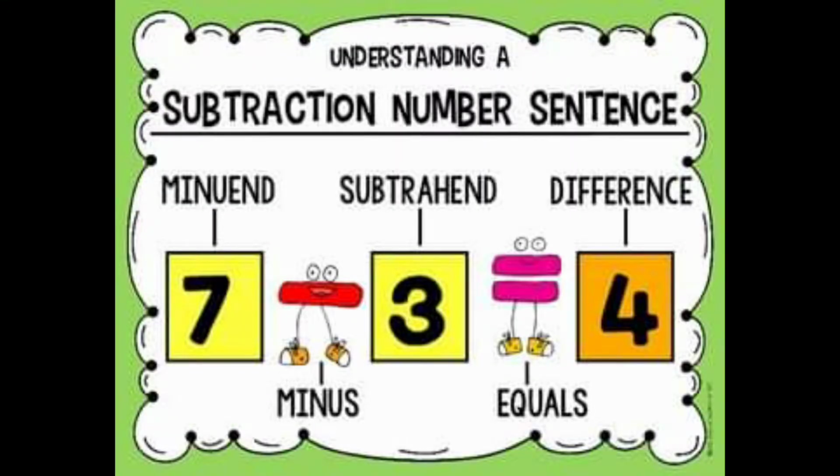Before we start, let us first review the subtraction number sentence. Say for example, we have 7 minus 3 is equal to 4. 7, the first number, is considered our minuend, where our second number will be subtracted from. The minus sign and then the subtrahend, which is the second number. And then followed by the equal sign, and the answer would always be called the difference. So, always be reminded of the minuend, subtrahend, and the difference.